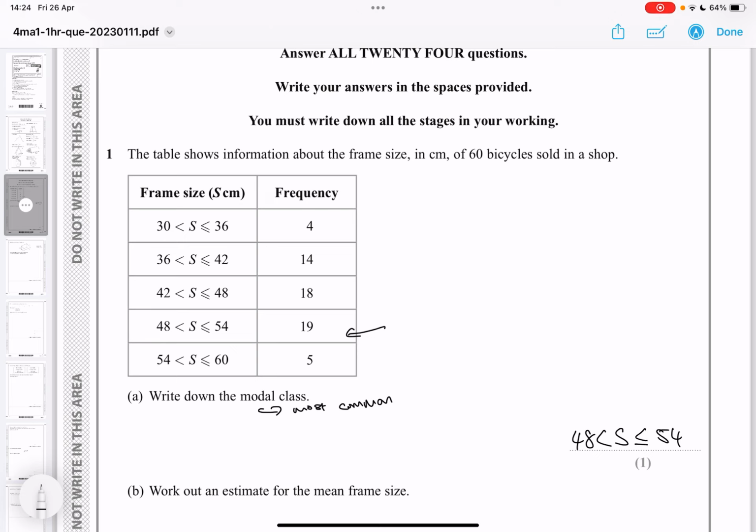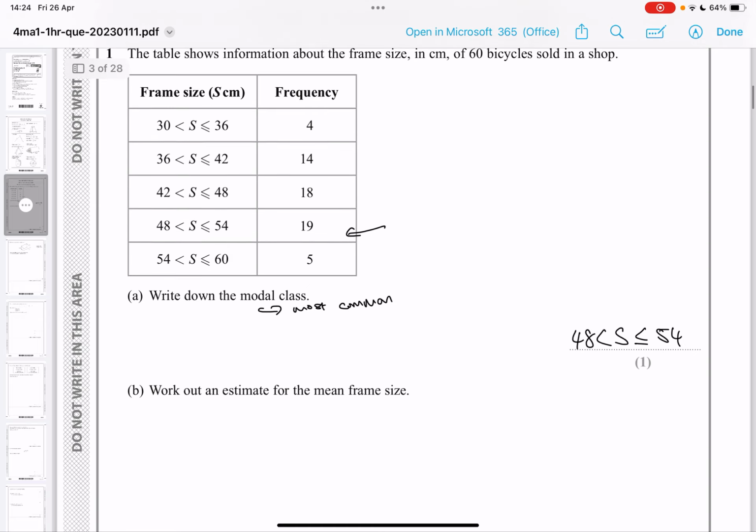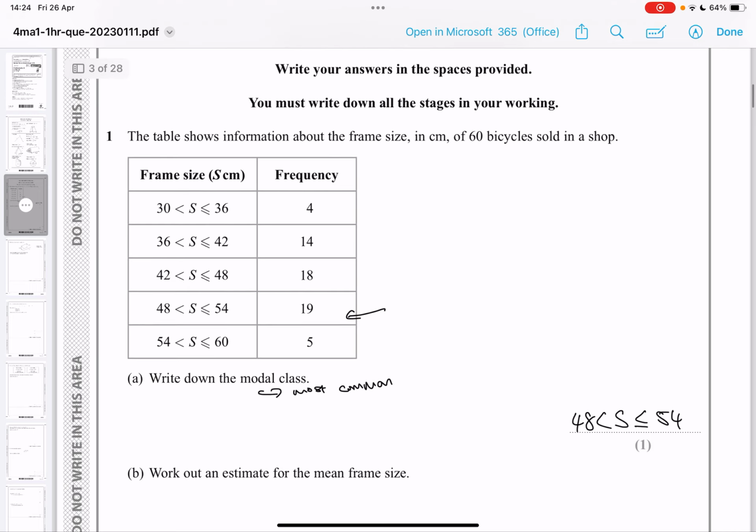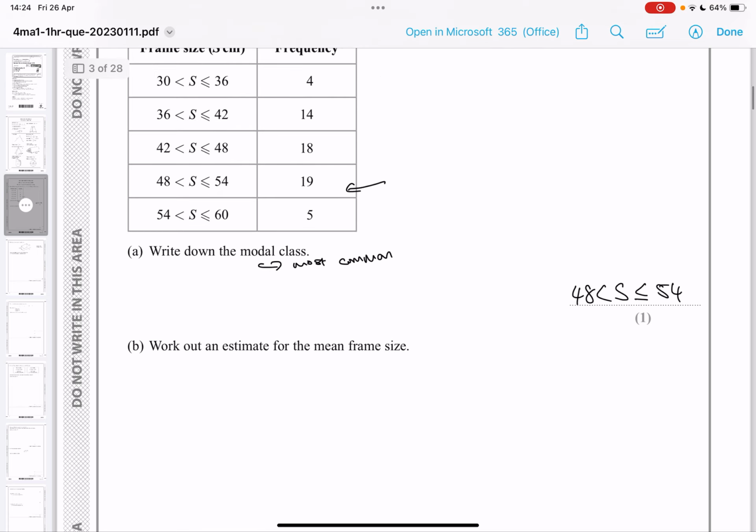Okay, next question. Work out an estimate for the mean frame size. So to calculate the mean frame size, we calculate the midpoint of each frame size and multiply it by the frequency. Then add them all together and divide by the total number of bicycles. Mean frame size is just another way of saying average. So we take the midpoint of each frame size. The midpoint of 30 and 36 is 33, multiply it by the frequency. The next row is the midpoint of 36 and 42, which is 39.